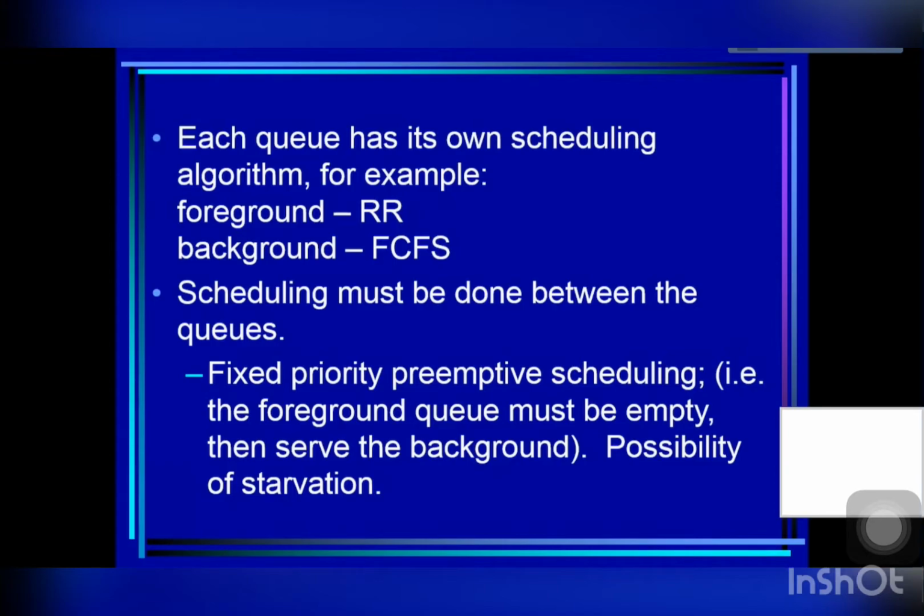For example, separate queues might be used for foreground and background processes. The foreground queue might be scheduled by a round-robin algorithm, while the background queue is scheduled by a first-come, first-served algorithm. In addition, there must be scheduling among the queues, which is commonly implemented as fixed priority preemptive scheduling. For example, the foreground queue may have absolute priority over the background queue.